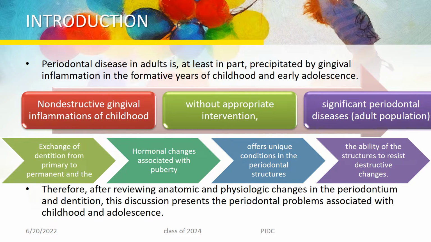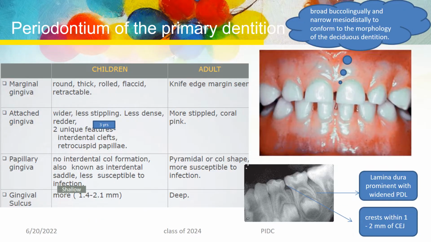Exchange of dentition from the primary to permanent and the hormonal changes associated with puberty offer a unique condition in the periodontal changes and also in the ability of the structures to resist destructive changes. Therefore, after reviewing the anatomic and physiologic changes in the periodontium and dentition, this discussion presents the periodontal problems associated with childhood and adolescence.